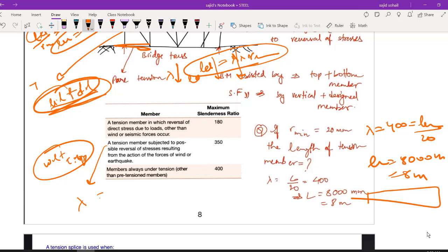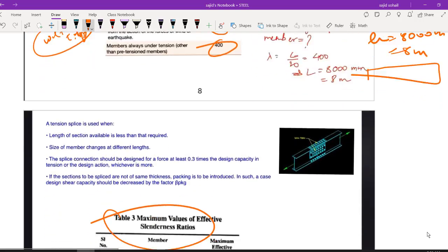So what is happening here? Obviously your length is less compared to that of pure tension members, but it will be more compared to the length of your member subjected to reversal of stresses due to dead load and live load. So here your lambda value is greater than this value and less than that value. I hope it is very clear. So you have to remember these three tables well.